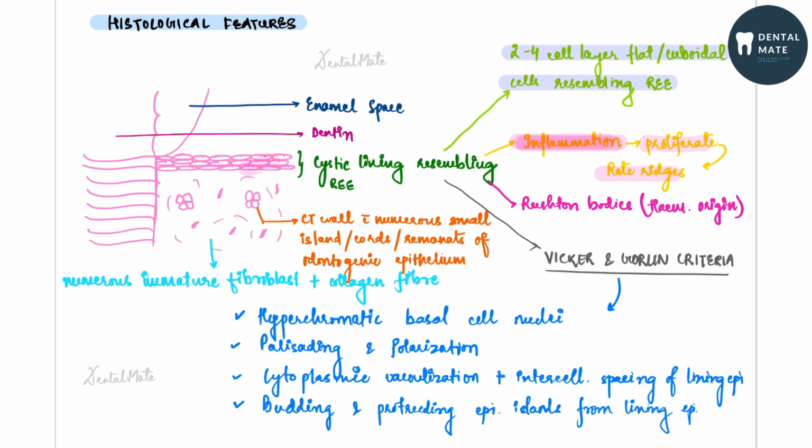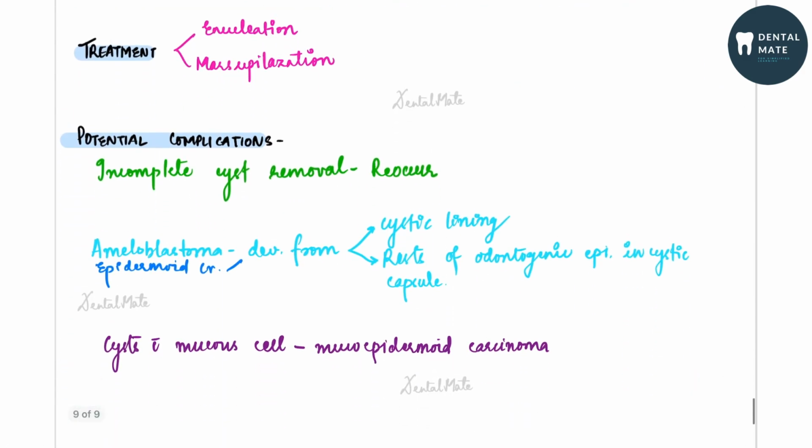Now, if you look at the connective tissue wall, there are numerous small islands, cords, or remnants of the odontogenic epithelium seen in the connective tissue. And there are numerous immature fibroblasts and collagen fibers also present. Next, if you look at the treatment option, as discussed in OKC, the treatment here also is either enucleation or marsupialization, depending on the size of the cyst.